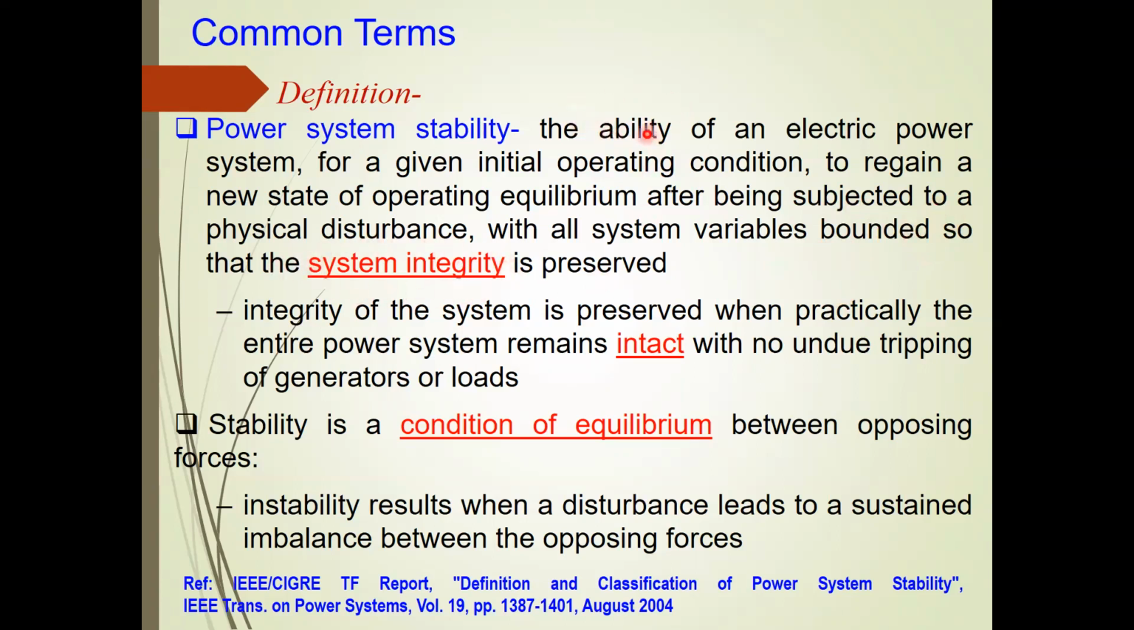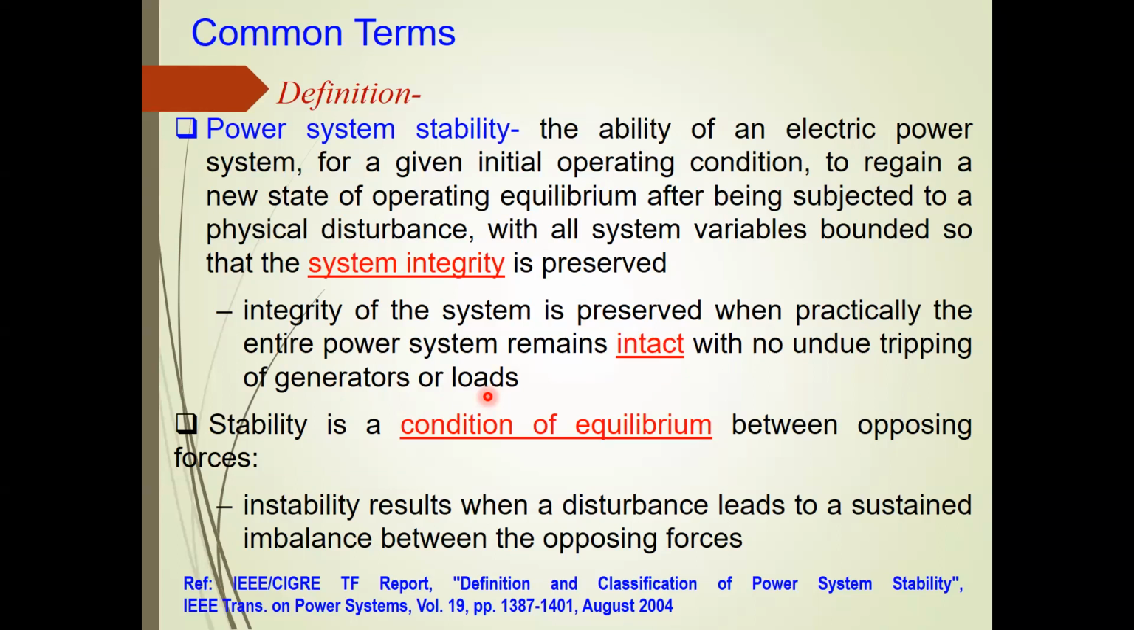So that means the ability of the power system to achieve a new state of equilibrium, right? And we say the word integrity of the system being preserved. That means the power system remains intact without tripping of generator or load. So you don't trip any generator, you don't trip any load. Whatever generators you had, whatever loads you had, if let's say the load has increased, right, then you should be able to increase your generation that we require, right?